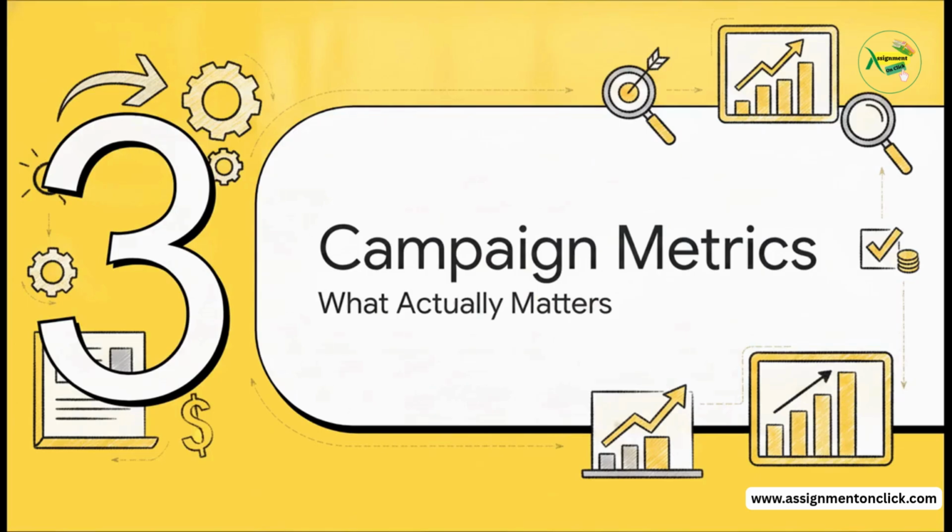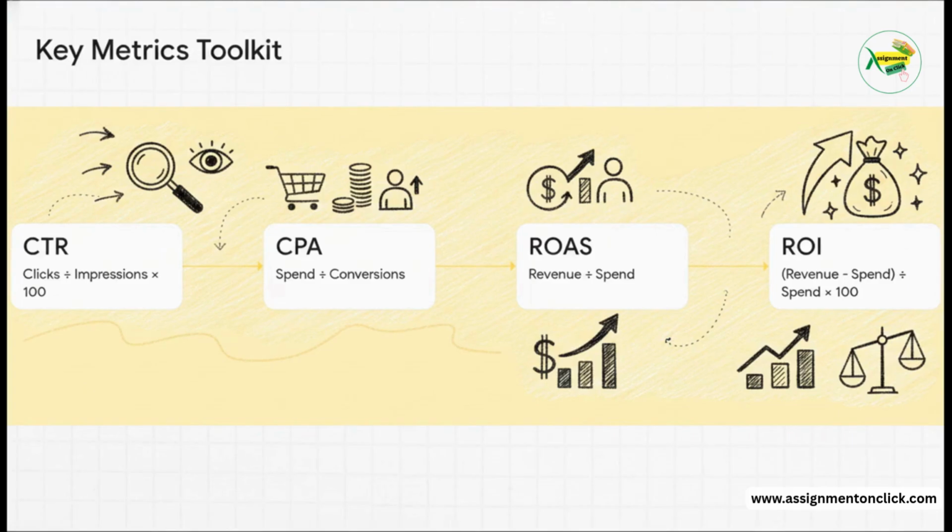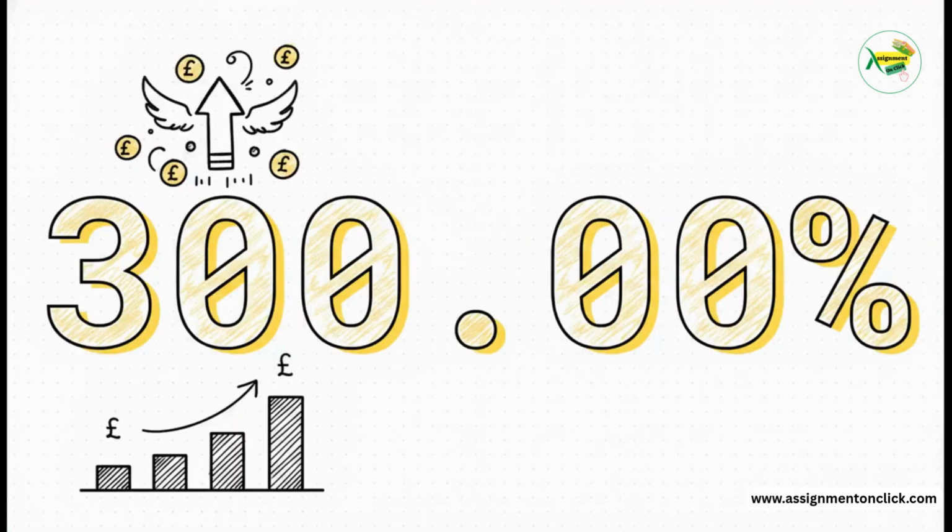Okay, so with clean data in hand, we hit Section 3, key campaign metrics, defining what actually matters. This is where we track the customer journey from a simple impression all the way to the bottom line. Step 1, click-through rate, or CTR, tells us if the ad is actually catching. Step 2, cost per acquisition, or CPA, tells us how much it costs to get a customer. But steps 3 and 4, those are the real heavy hitters. Return on advertising spend, ROAS, and return on investment, ROI. These are the numbers that actually prove if your marketing is profitable. For example, taking a look at our data from earlier, campaign C001 generated a massive 300% ROI.